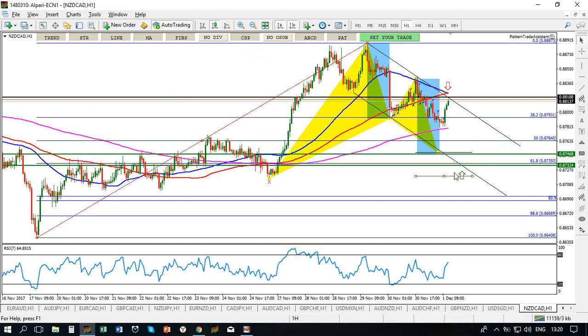I will wait for price to give me a candlestick pattern, and I will place my stop just below the low of the candlestick pattern, and I will measure my target being twice larger than the risk. Well, that's it about the trading opportunity.